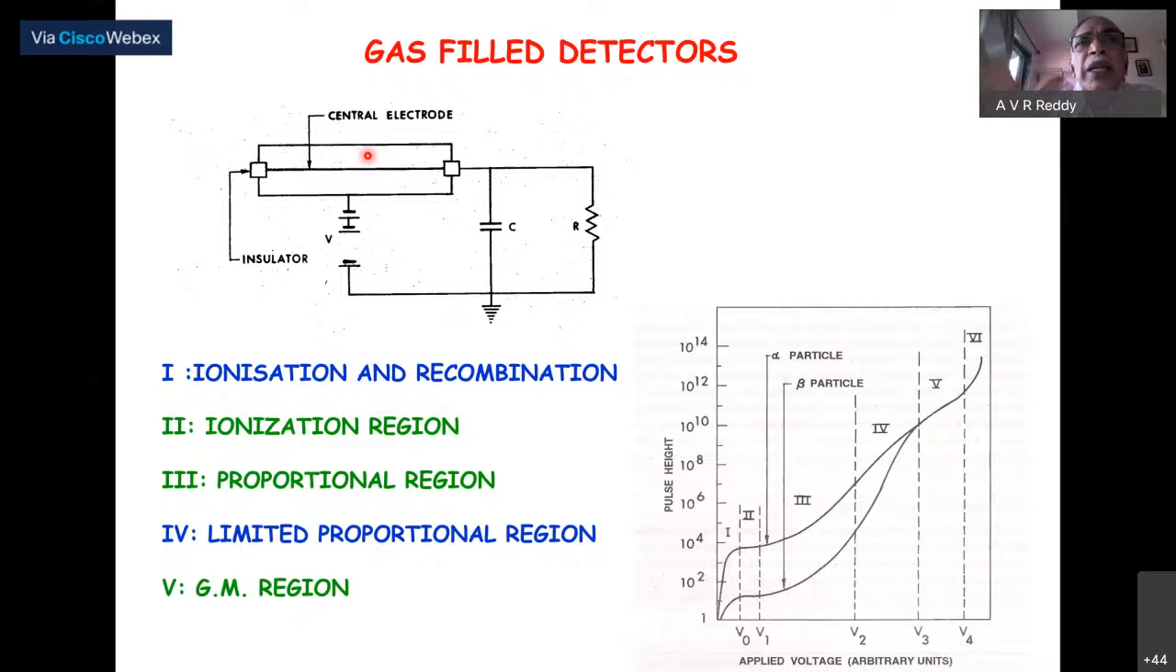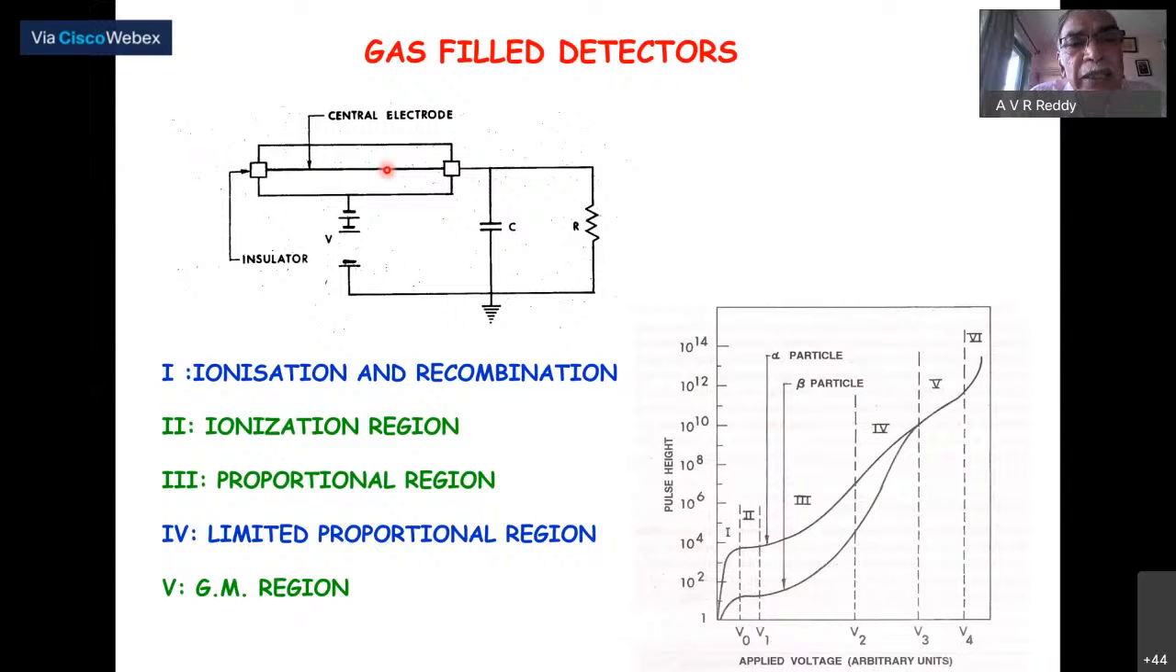Suppose we don't do anything, what will happen? They recombine. It is like when you heat a metallic foil or wire and leave it in the air, it will dissipate its heat and get cooled. Exactly here, the ionization produced will recombine, electrons and positive ions recombine. Therefore, you don't get any signal.